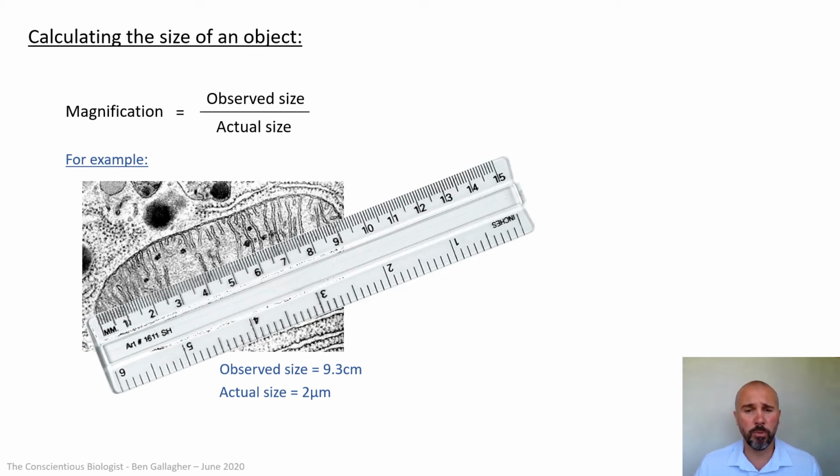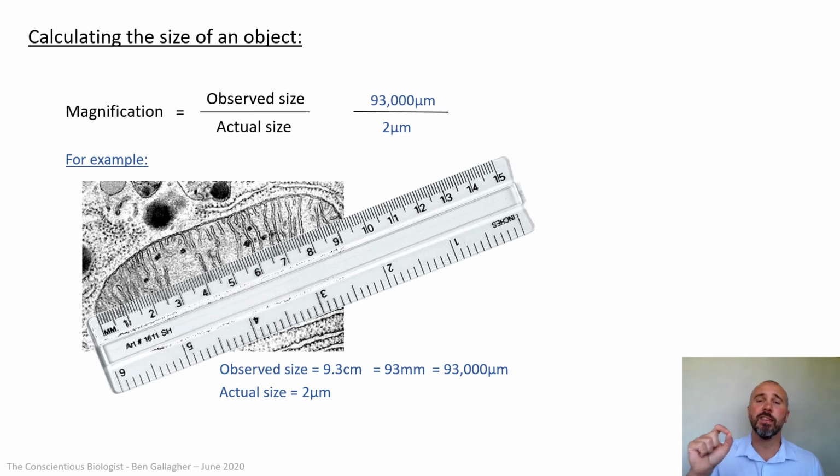Observed size divided by actual, 9.3 divided by 2. No, and don't fall into that trap. Okay, it's not 9.3 divided by 2 because the units are different. First thing you need to do when you're making this calculation, you must get them both to the same units. Okay, easiest way to do that is take the biggest one and convert that one. So 9.3 centimeters is 93 millimeters because there are 10 millimeters per centimeter, and we know 1 millimeter is 1,000 microns, so it's 93,000 microns. Now they're at the same level, they're both in microns, so now we can do our sum, we can put them in.